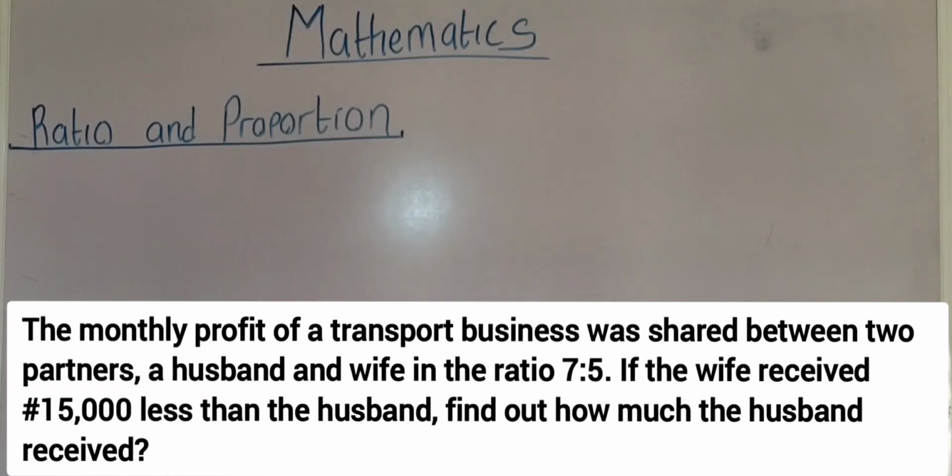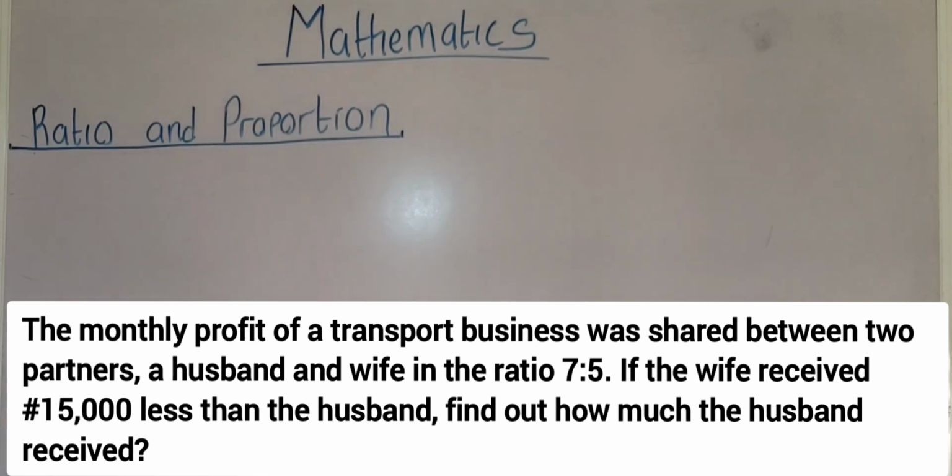Let's consider this question under ratio and proportion. The monthly profit of a transport business was shared between two partners, a husband and wife, in the ratio 7:5. If the wife received 15,000 naira less than the husband, find out how much the husband received.